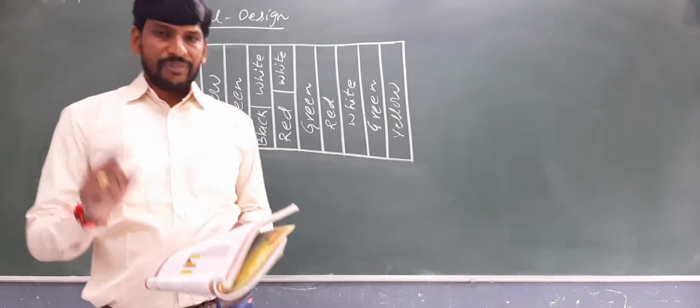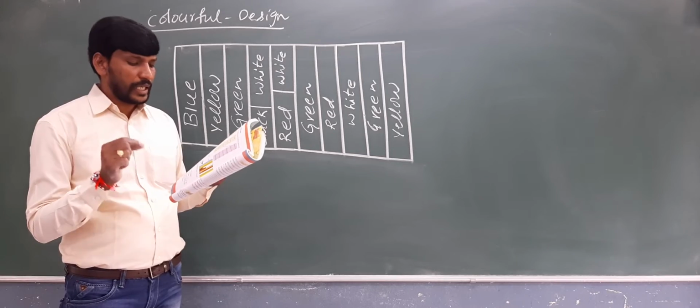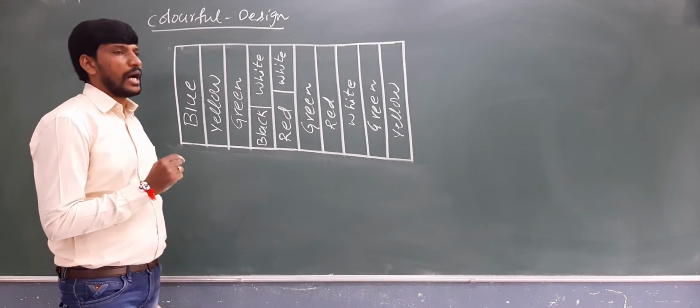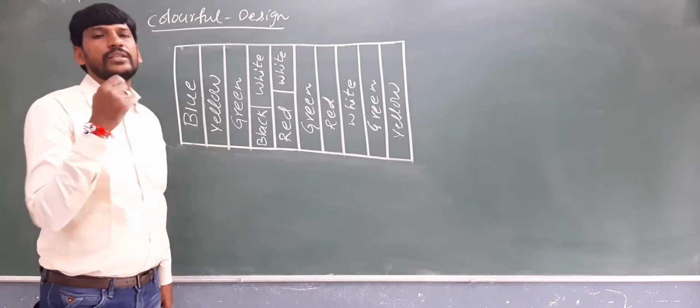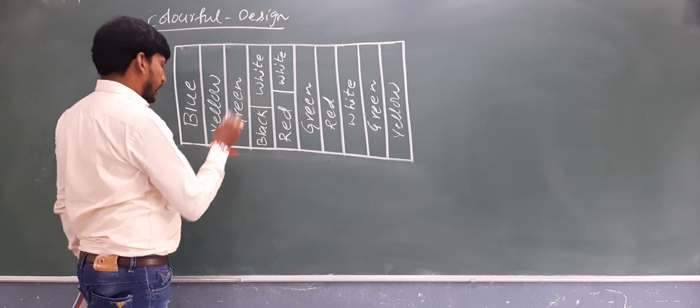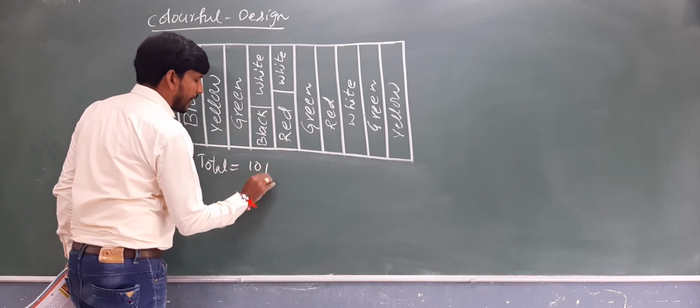Now in that first one, what part of this sheet is colored blue? They are asking only about the blue color. How much part is colored with blue color? Now see this here, how many parts are there totally? There are total 10 parts.